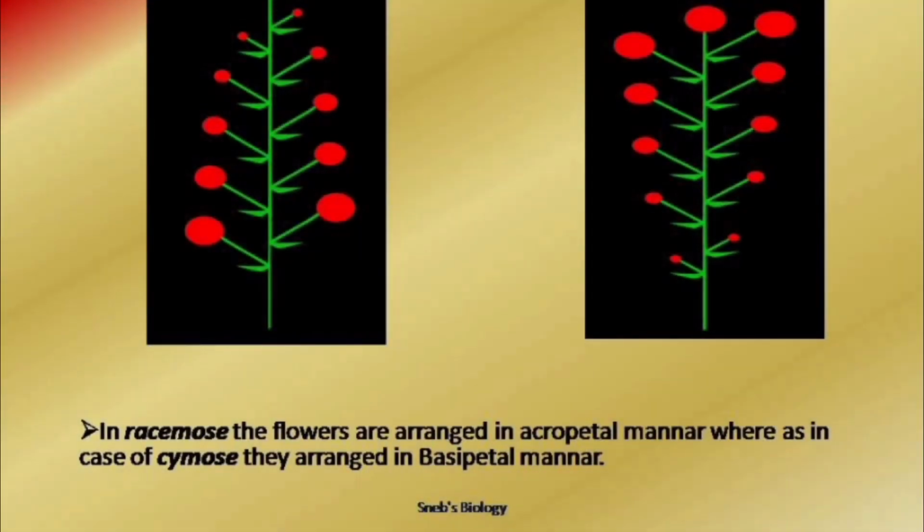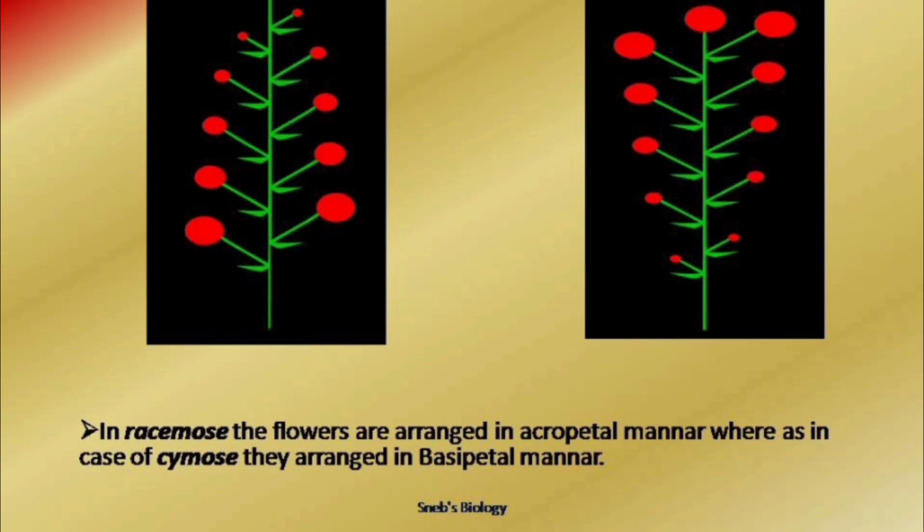Next comes the second point. Look at the diagram. There is the main axis. The flowers are acropetally arranged. The lower flowers are bigger, and as we move towards the tip, the flower size goes on becoming smaller. So whenever we use the term acropetal, it means the lower flowers are bigger and older, and the upper flowers are younger and smaller.